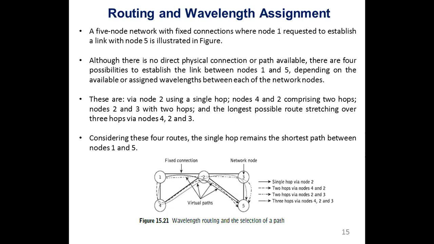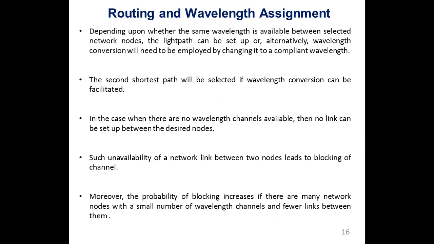You have a path through node 2 using a single hop. You have a path through nodes 4 and 2 comprising 2 hops. Then through nodes 2 and 3 with 2 hops. And the longest possible route stretches over 3 hops, that is 4, 2 and 3. If you consider these 4 routes, the single hop remains the shortest path between 1 and 5. Depending upon whether the same wavelength is available between these nodes, the light path can be set up, or in the other case, wavelength conversion will need to be employed by changing it to a compliant wavelength, that means the wavelength which is available. The second shortest path will be selected if wavelength conversion can be facilitated.